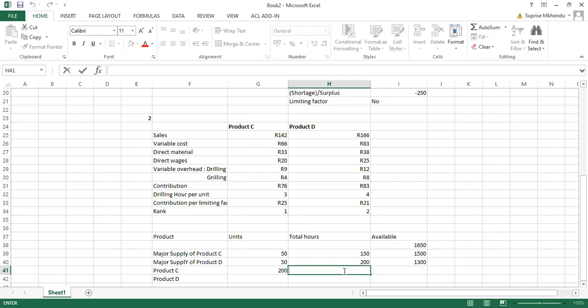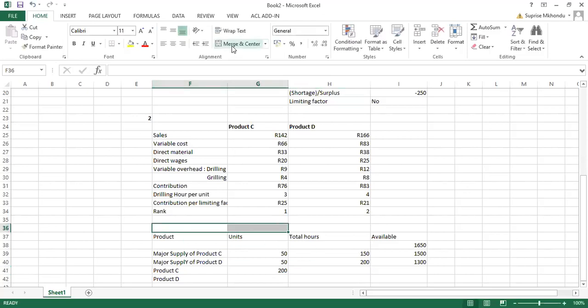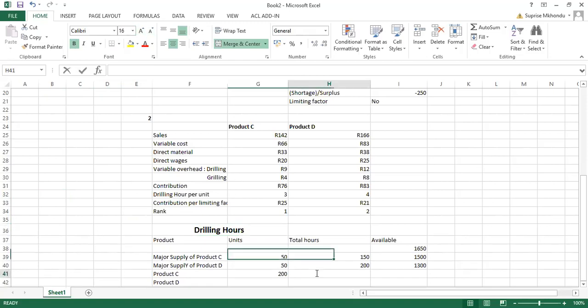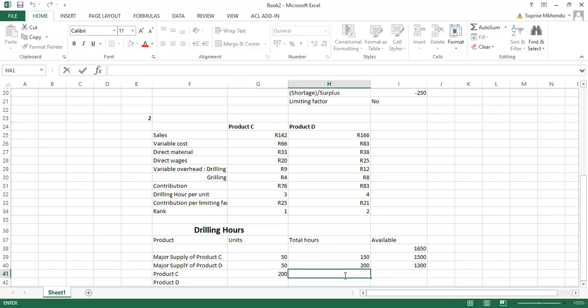Product C. Our total drilling hours will be, guys, 600. This is only for drilling. Remember, the limiting factor is drilling. If not for the limiting factor, you cannot even do all this. Not grilling, drilling, man, drilling. This is drilling. 600 total drilling hours. 600. And how much are we left with there?